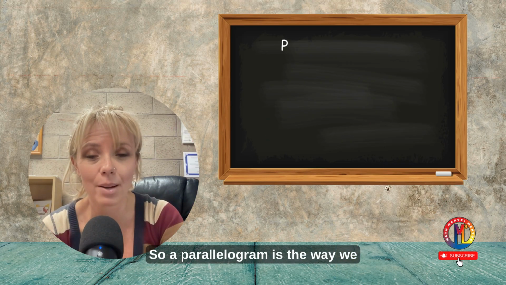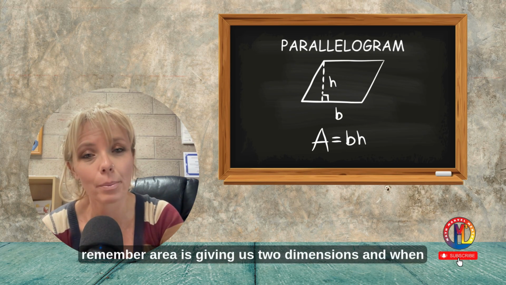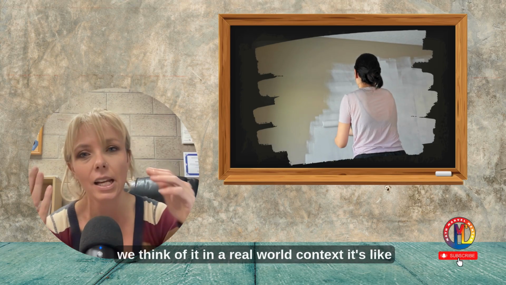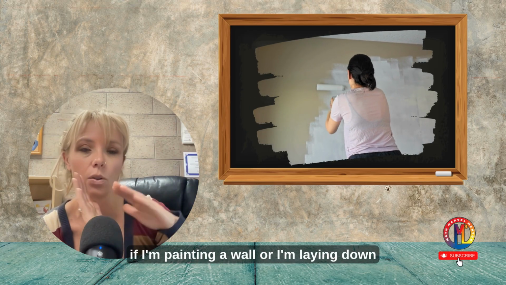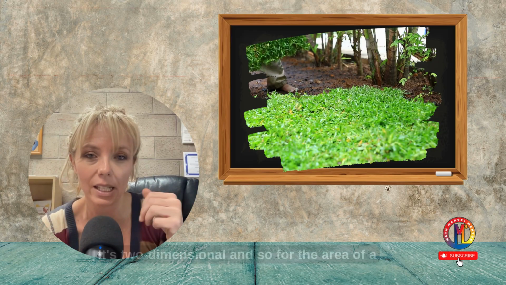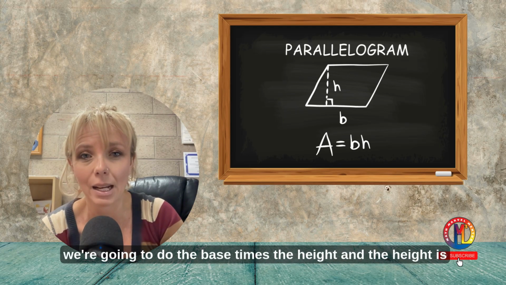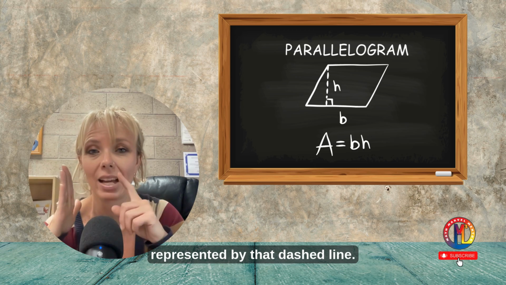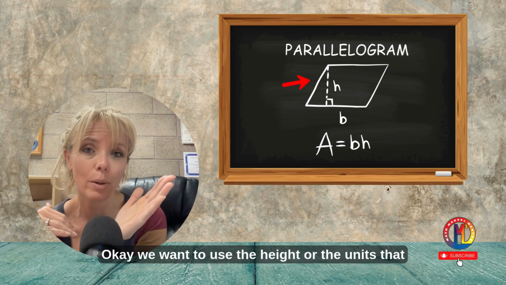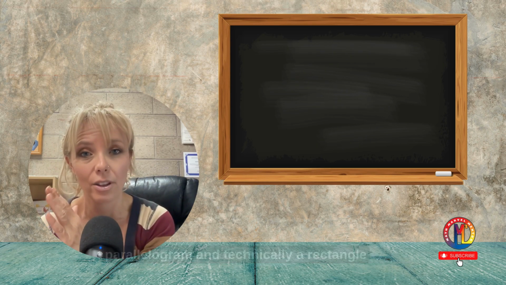We're going to start with reviewing how to find the area of a parallelogram. So a parallelogram, the way we find the area is the base times the height. Now remember, area is giving us 2 dimensions, and when we think of it in a real world context, it's like if I'm painting a wall or I'm laying down grass, it covers everything that's within that space. It's 2-dimensional. And so for the area of a parallelogram, we're going to do the base times the height, and the height is represented by that dashed line. It's not the parallel line that's slanted. Okay, we want to use the height or the units that we see measured for the height of the parallelogram.